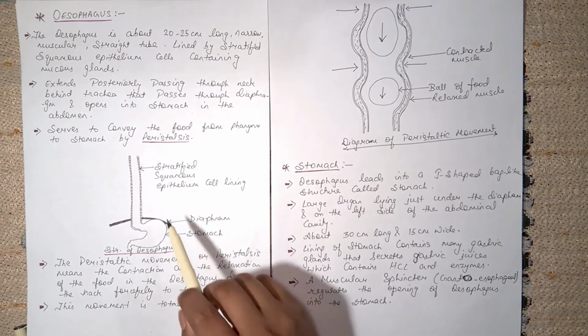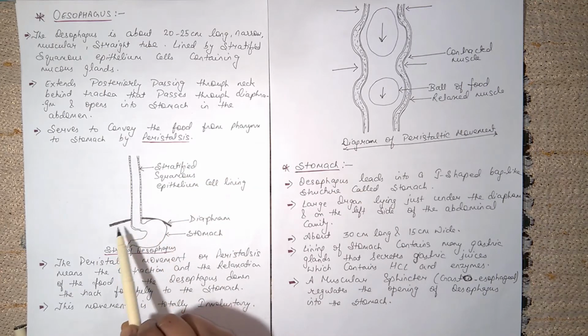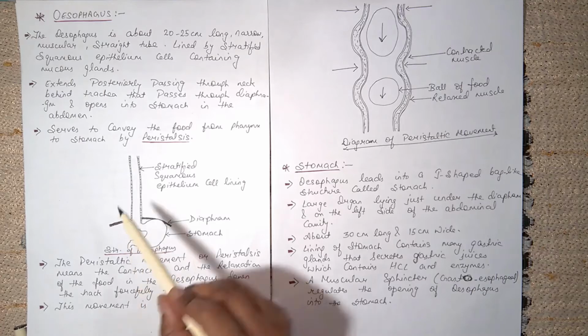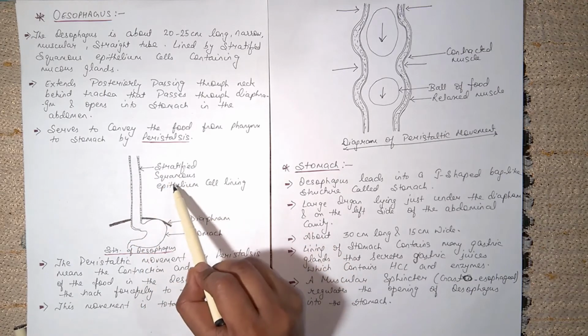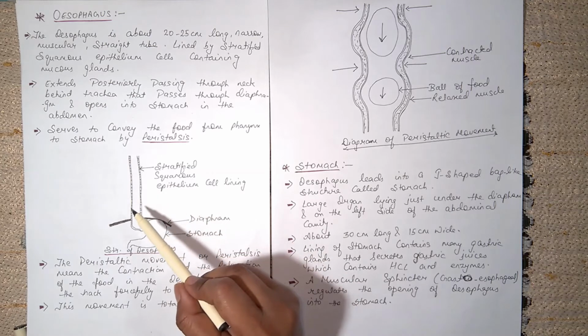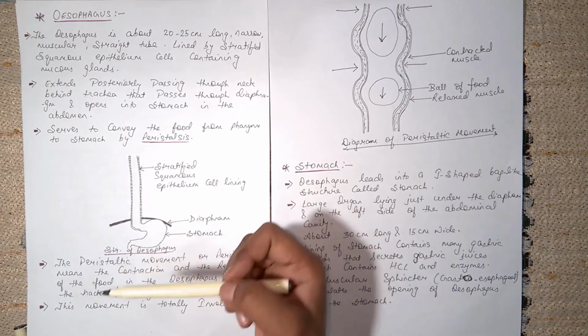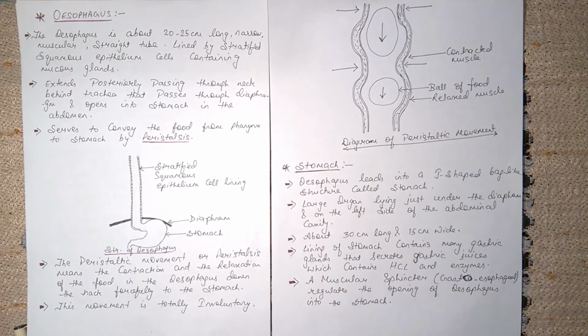As you can see from the diagram, this is the esophagus, this is the diaphragm portion and this is the stomach. The esophagus is lined by stratified squamous epithelium cells, and it serves to convey the food from the pharynx to the stomach by peristalsis. Now again we have come up with a new word, that is peristalsis or the peristaltic movement.